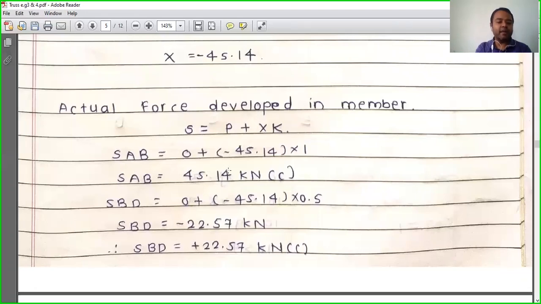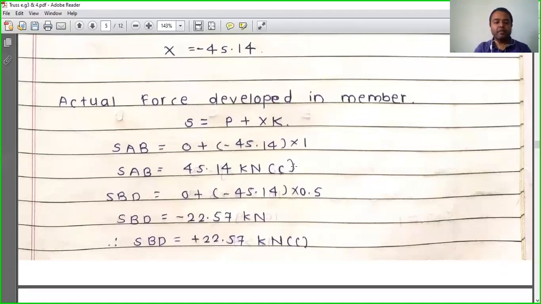Answer we are getting minus, minus means compression. So finally, we have to write the answer positive, and in bracket, we have to write its nature. Here we are getting a minus answer, so instead of minus I have written the plus value. This is the final answer. But since we are getting a negative answer, the nature is compression.